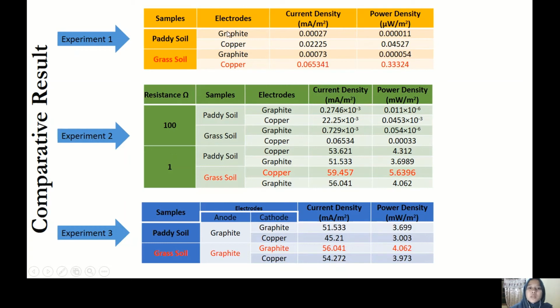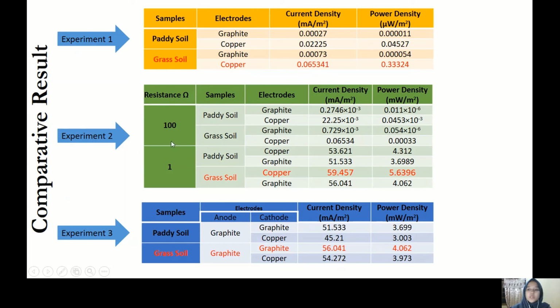Part B is to see the difference in performance for different electrodes, which is graphite and copper. We can see that for both soils, copper has the better performance, and grass soil is the best one with a current density of 0.065341 milliampere per meter square, and the power density is 0.33324 microwatt per meter square.